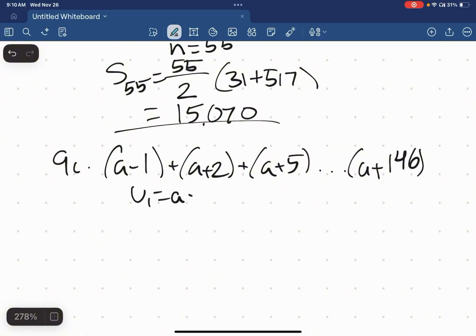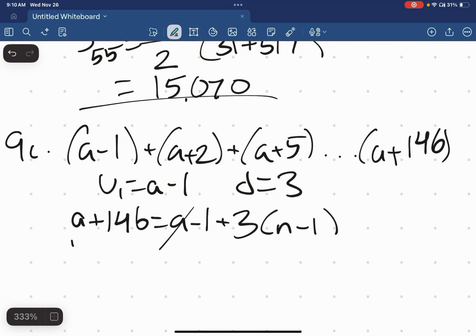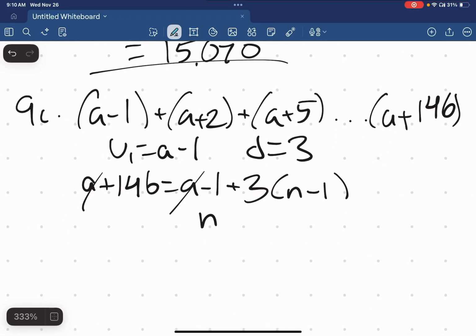U1 is going to be a minus 1. Difference is going to be 3. Sorry for the blank for a second. All right. Let's go ahead and find the nth term here. So a plus 146 is going to be equal to a minus 1 plus 3 times n minus 1. These two cancel out from both sides. Doing the math, you get that n is equal to 50.